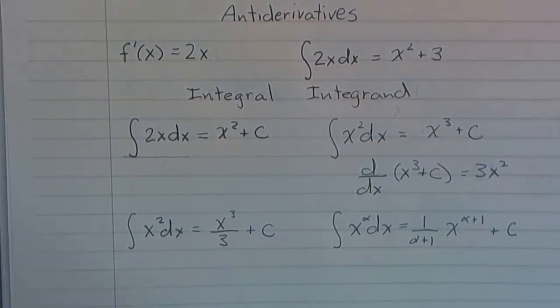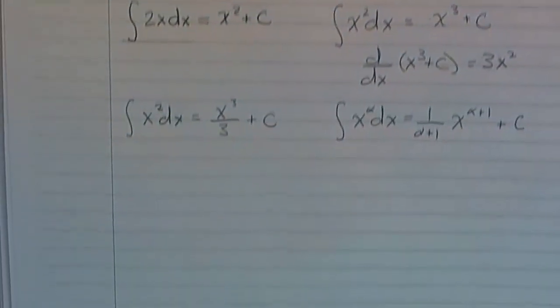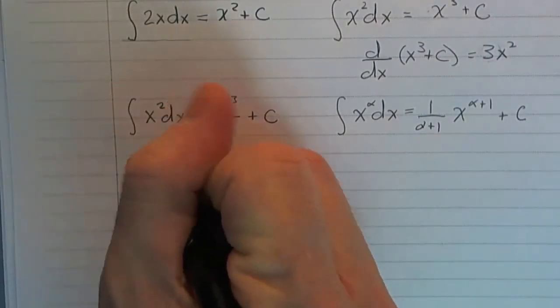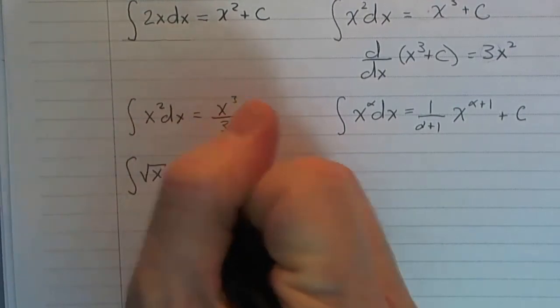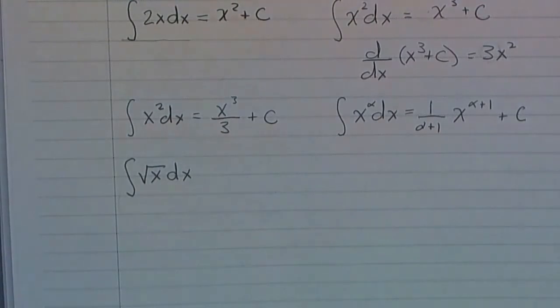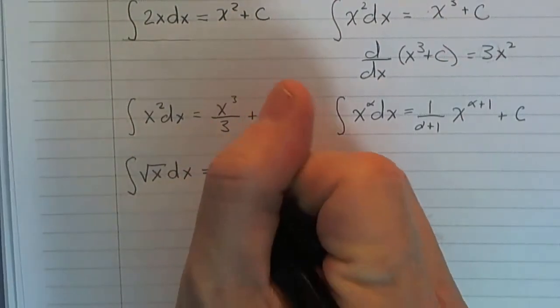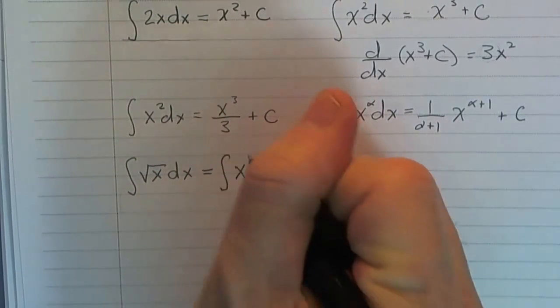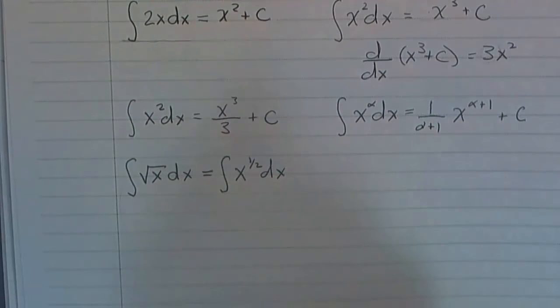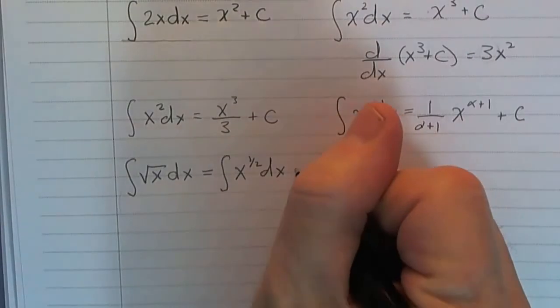That's how we can find that antiderivative. Now, you might say, well, what about a situation like this? What about if we have the square root of x? Remember, once we learned the power rule for differentiation, we learned that before you do anything with this, you need to convert it to a fractional exponent. And now we can use the power rule for integration.